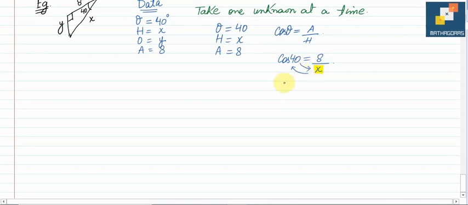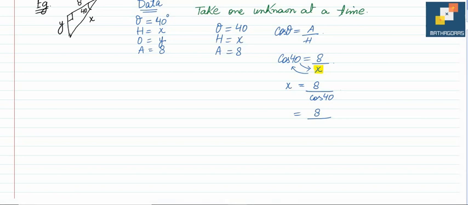X will come at the position of cos 40, and cos 40 will take the position of x, right? Now you need to find the value of cos 40. The same method: on your calculator press the cos button and then 40 and then equals to. It is equal to 0.766, that is basically x.